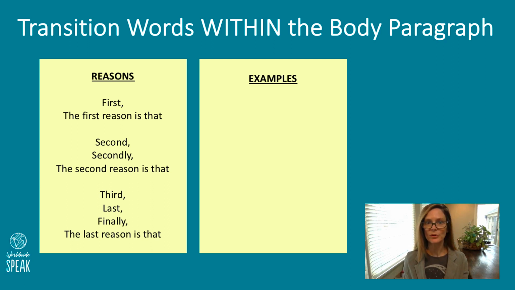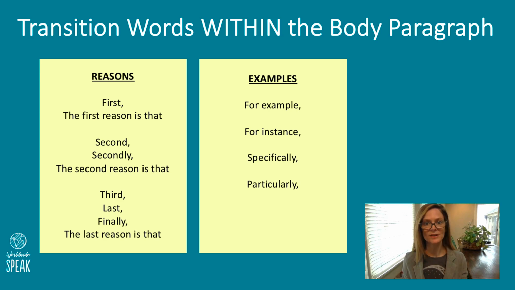And then when we have examples, we can use transition words like this. For example, for instance, specifically, particularly. And I'd like you to also pay close attention to the punctuation after these words. When it's first or second, secondly, third, last, finally, for the reasons, you have a comma. It's really important that you remember the comma. The only ones that don't have a comma is when we begin the sentence, the first reason is that, or the second reason is that, or the last reason is that.